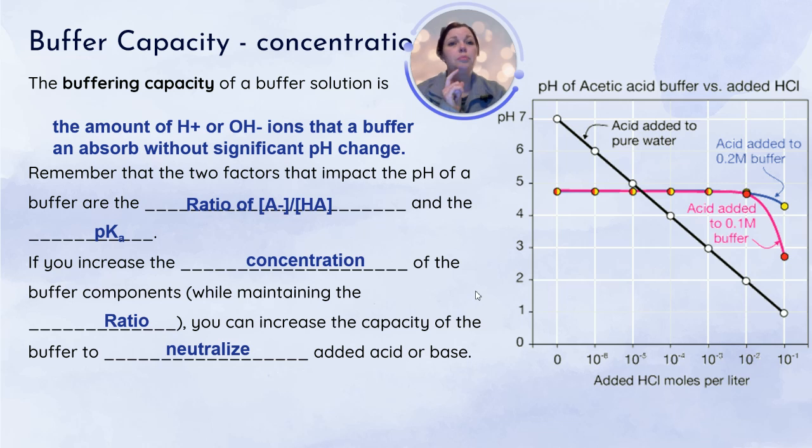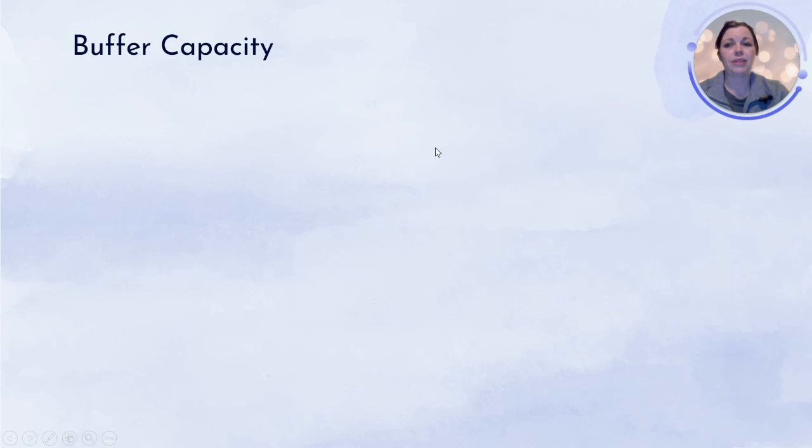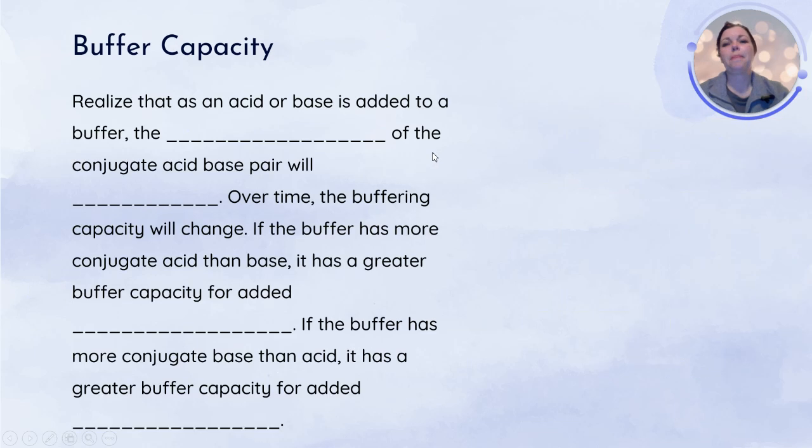But strictly by doubling the concentration, and this is still not a very concentrated buffer, right? 0.2 molar. But that change has made a huge impact in the buffering capacity. So maybe my computer will let us keep going. Here we go. So realize that as an acid or a base is added to a buffer, the proportions, that ratio of the conjugate acid-base pair will adjust. So over time, the buffering capacity will change.